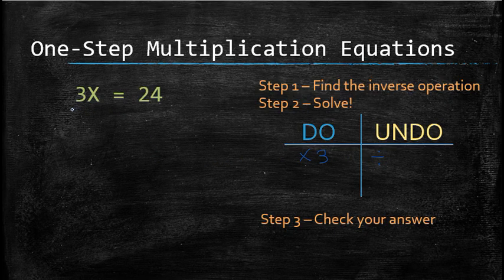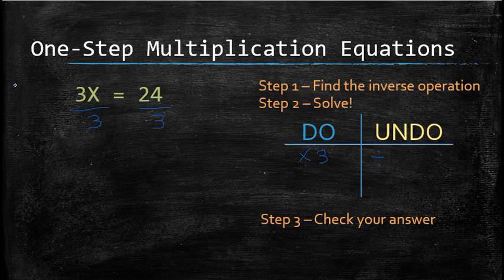X wants to be by itself. So how are we going to get rid of that? We are going to divide both sides by 3. Now, why did we divide both sides by 3 and not just the left side? Because whatever you do to one side, you have to do to the other. That's a rule when you're working in algebra, specifically in equations. What you do to one side, you have to do to the other.